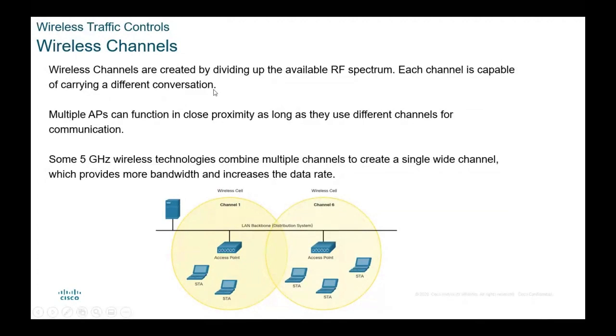So remember where I just showed you that giant $1,300 access point with all those antennas when I talked about channel bonding? That means I can communicate over multiple channels, and so therefore each time I add an extra channel, I can actually increase the amount of bandwidth. Multiple APs can function in close proximity as long as they're using different channels. That just means that they're not overlapping on each other. You don't even want to be adjacent to them.